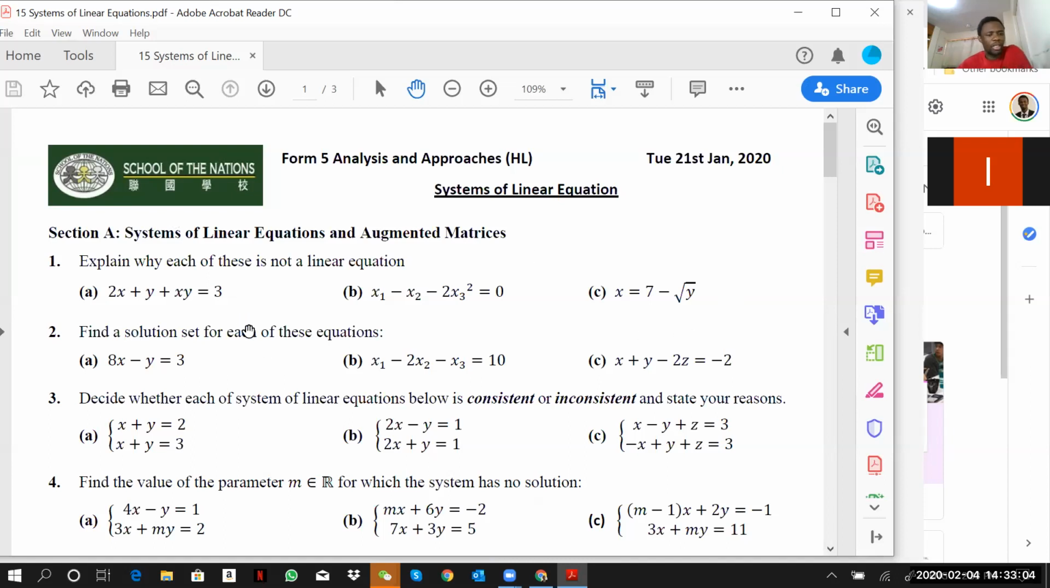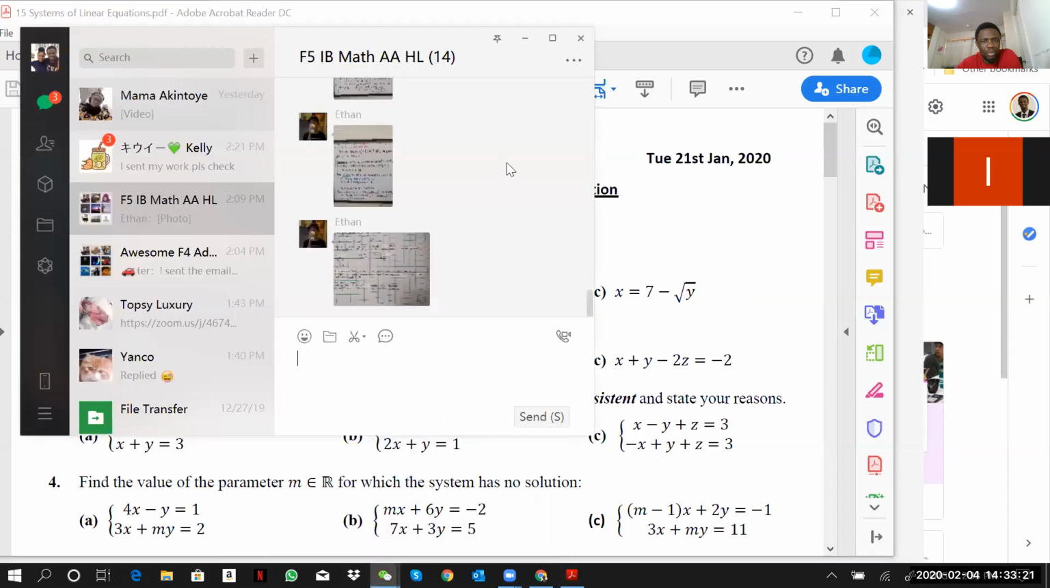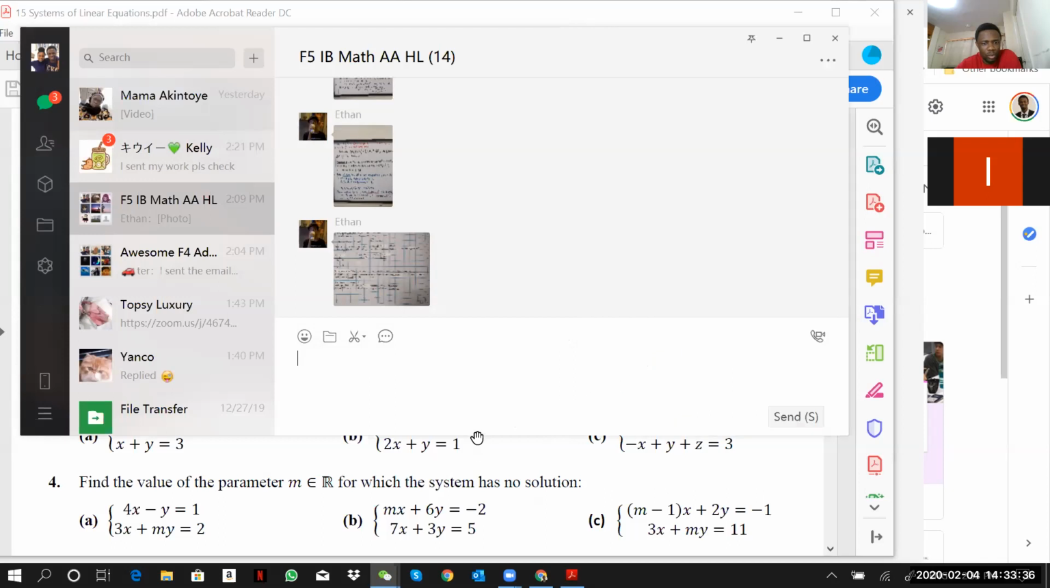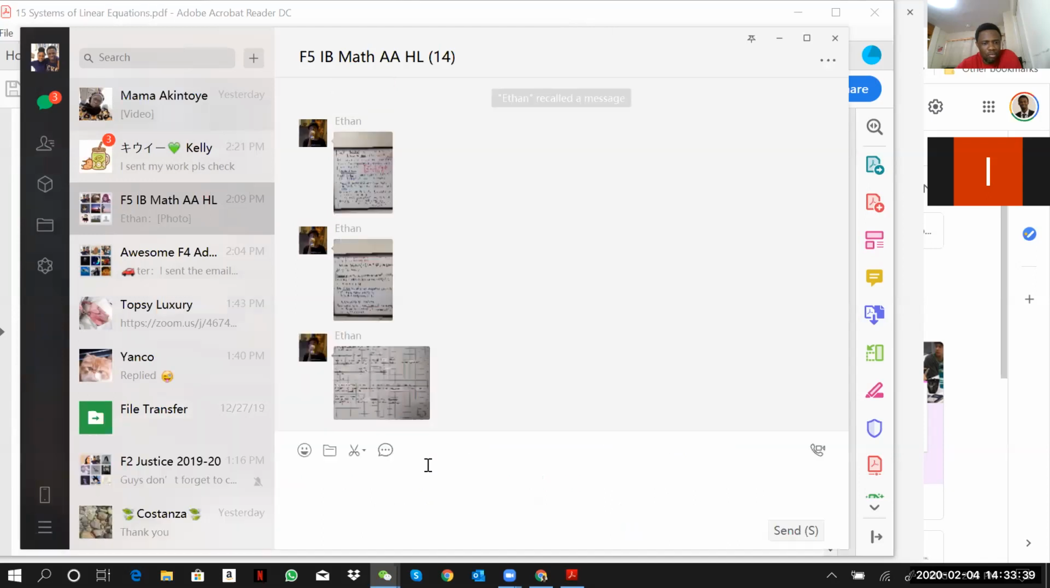Now, can we find a solution set for each of the following? So let's start with this. Find the solution set for 1A, write it on a piece of paper, and post it on the WeChat group. So I'm going to open the WeChat group now. Can everybody see the WeChat? Okay, good.